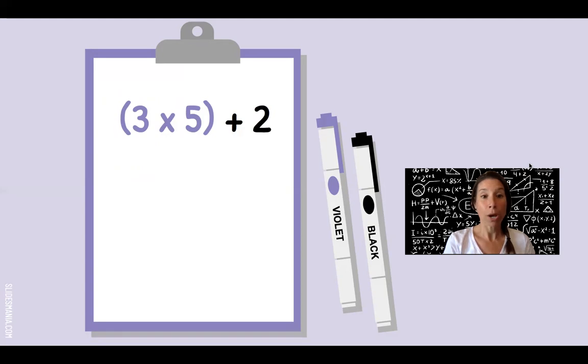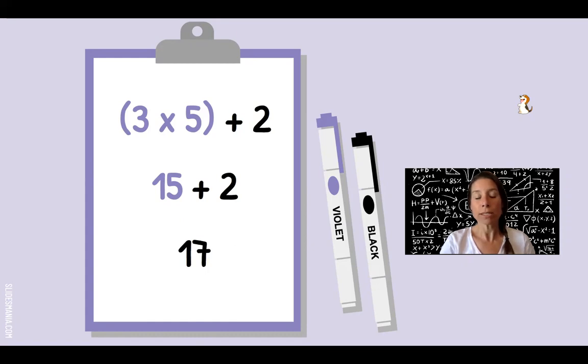Okay, so what I'm going to do is I know now that I need to do the parentheses first. So 3 times 5 is 15. So I have 15 plus 2. So that's pretty easy. 15 plus 2 equals 17.